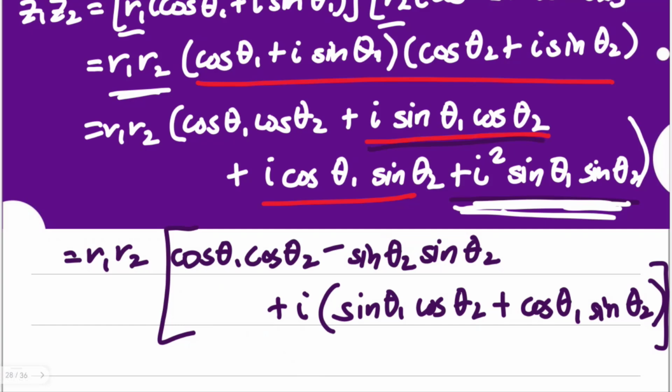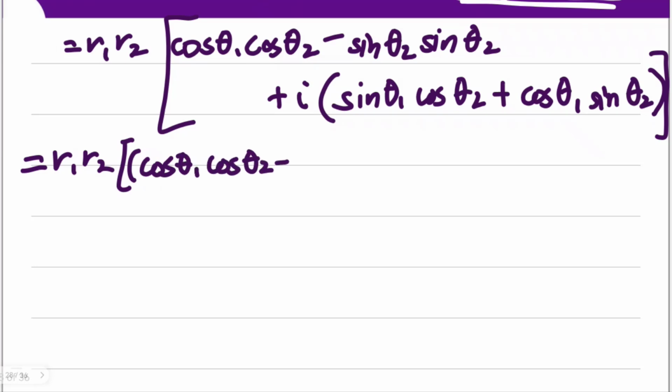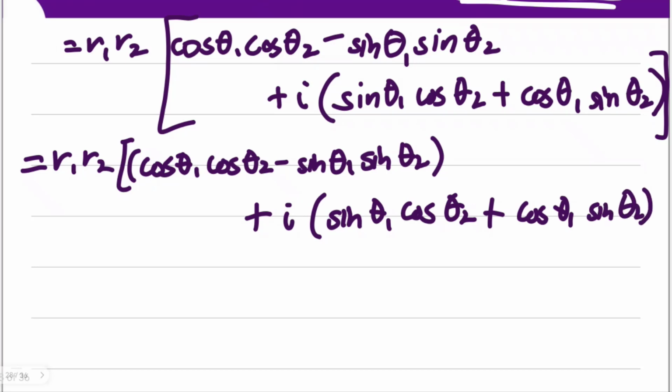Now what is the reason for this? Because when you try to regroup them, just for this product here, I group cosine theta sub 1, cosine theta sub 2, and minus sine theta sub 1, sine theta sub 2. That's one group. And the other one is, of course, already grouped as i times sine theta sub 1 cosine theta sub 2 plus cosine theta sub 1 sine theta sub 2. So we have two groups.